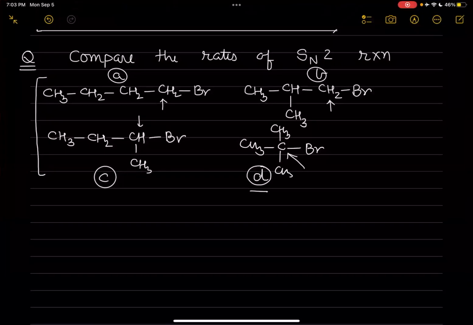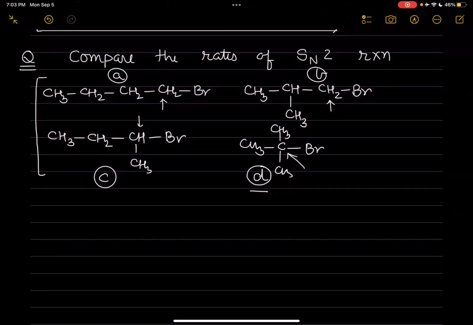So the carbon atom on which the attack is happening should be free from any branching. It should have less and less branching. Then only can it happen quickly. The nucleophile can come quickly and make the leaving group move out. Yeah, Anushka, what's your answer?